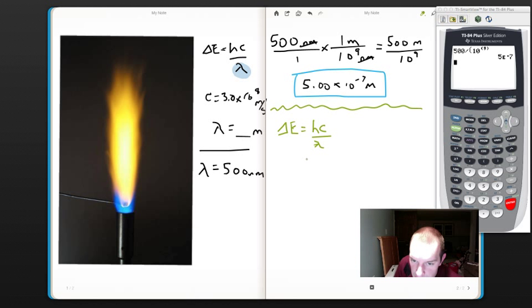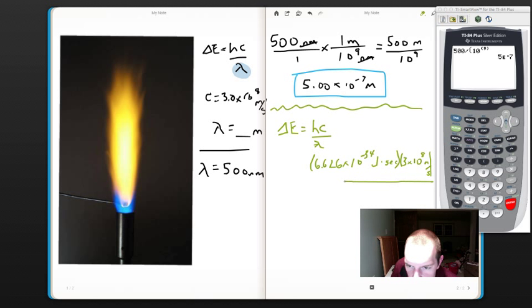Okay, so we know that our h is going to be equal to 6.626 times 10 to the negative 34th joules times seconds, because that's the unit, times the speed of light, which is going to equal 3 times 10 to the 8th meters per second.